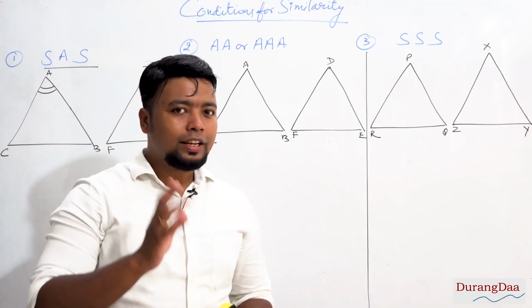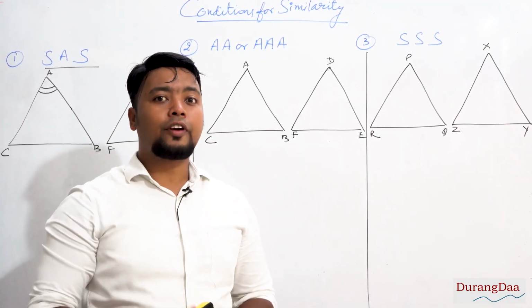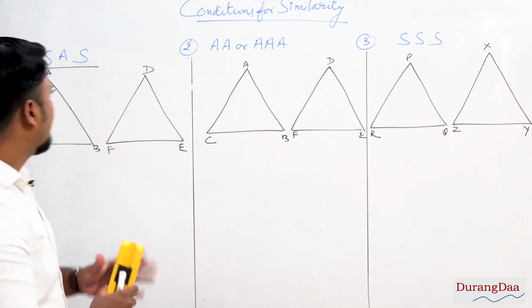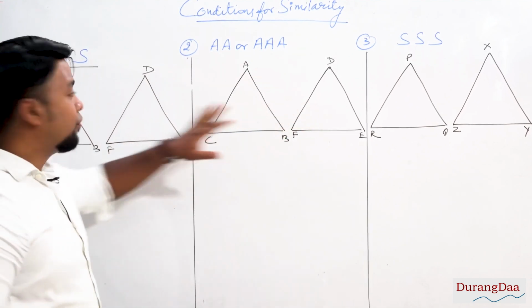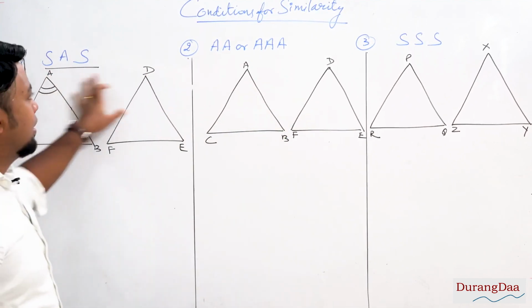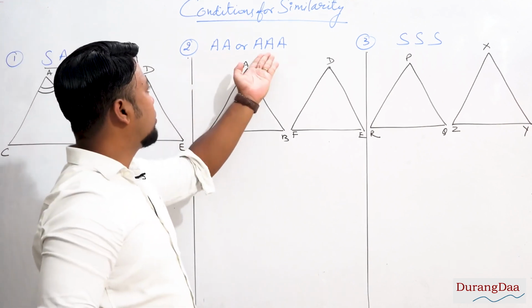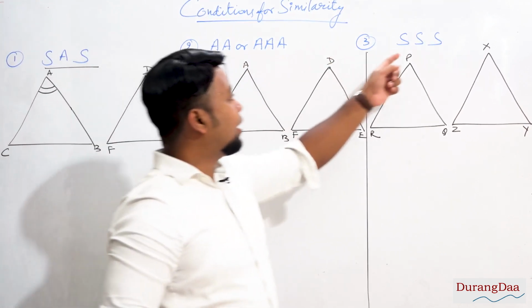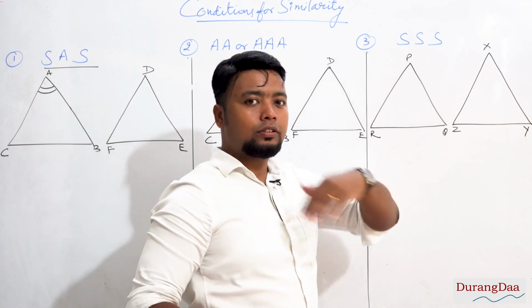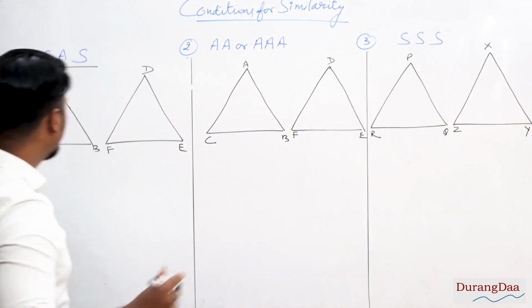Let us now learn about the conditions which are required to prove two triangles similar, okay. So we have three conditions here. First one is side angle side, then angle angle, or you can also call it angle angle angle, and last one is side side side, okay. So let's have a look at it one by one.